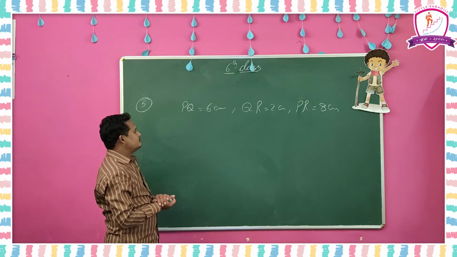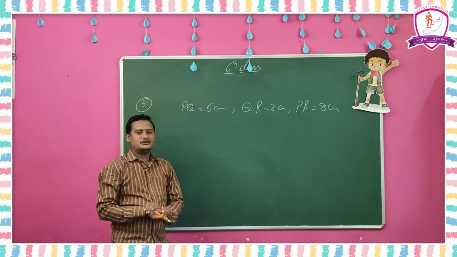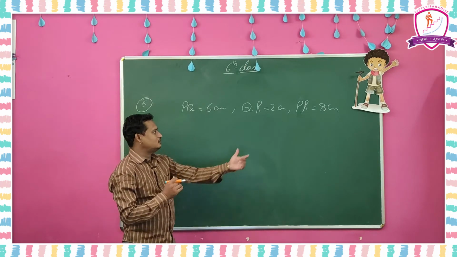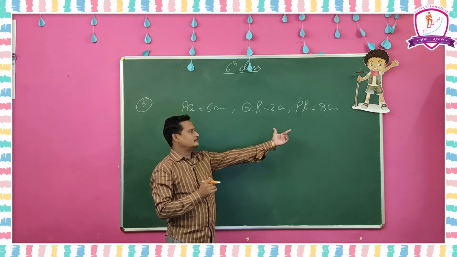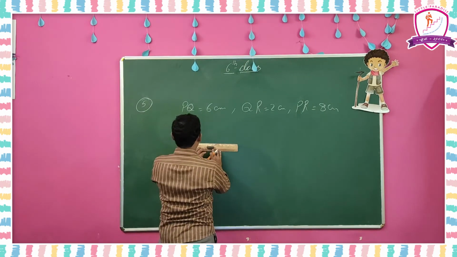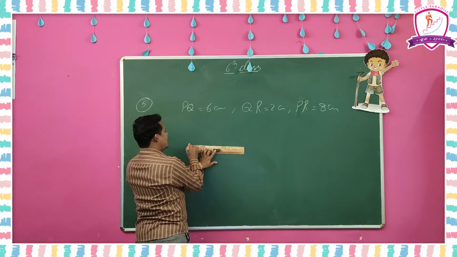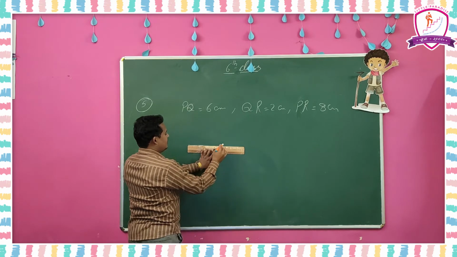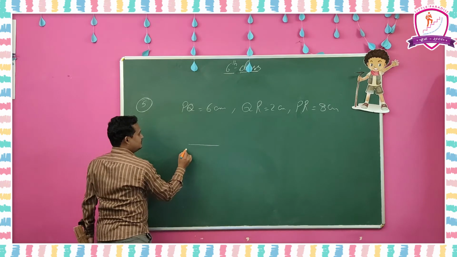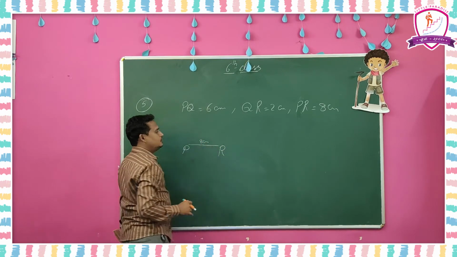And what can you observe here? What is the highest length? PR is the highest length. So, first we have to draw a line segment equal to 8 centimeters, PR. So, I am going to draw an 8 centimeters line here. First you put a point at 0 and at 8 centimeters. Join these 2 points, then we will get the 8 centimeters line segment PR.